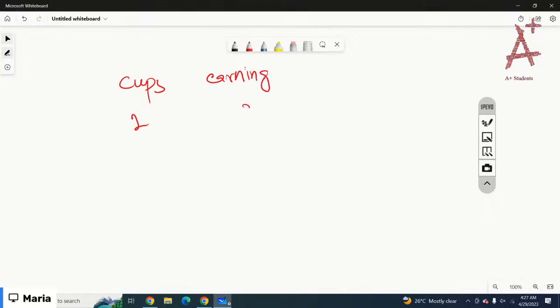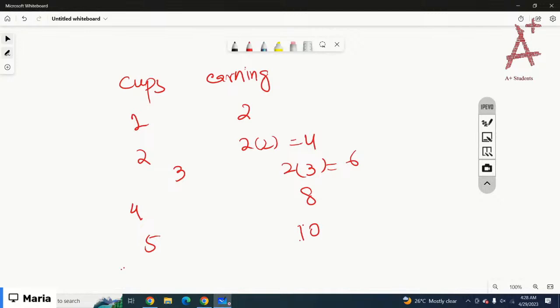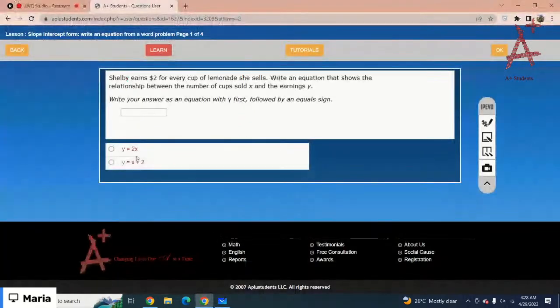When you have one cup, $2. When you have two cups, it would be 2 times 2. That means $4. When she sold the third cup, it would be 2 times 3, and that means 6. Same goes on for 4, it is 2 times 4, 8. For 5, it is 2 times 5, 10. That means when you have x cups, it would be 2 times x. So the equation for the relationship is y equals 2x. You have to find a table, and then you can find the relationship between the values.